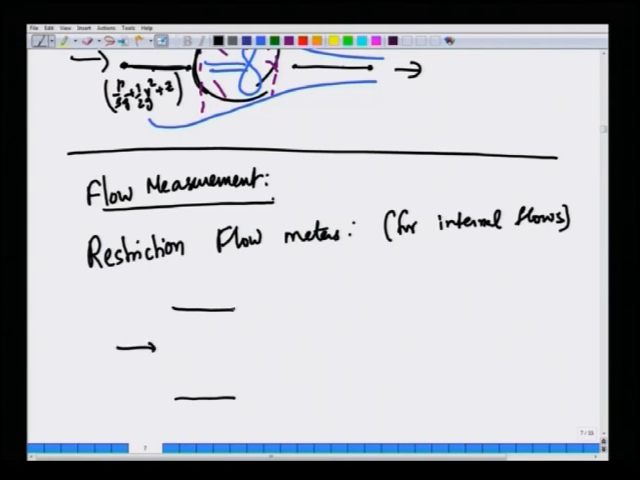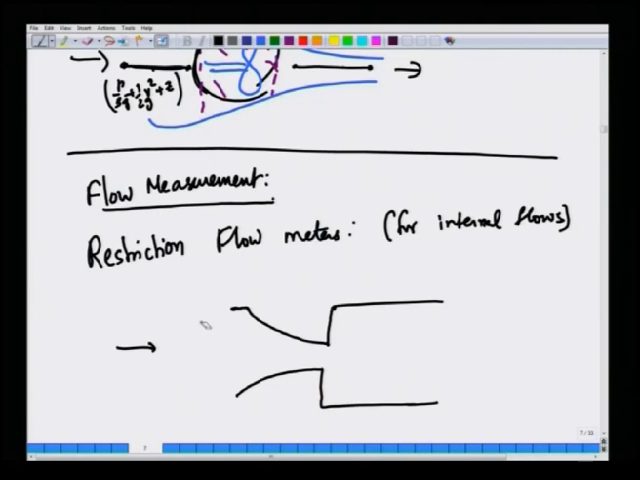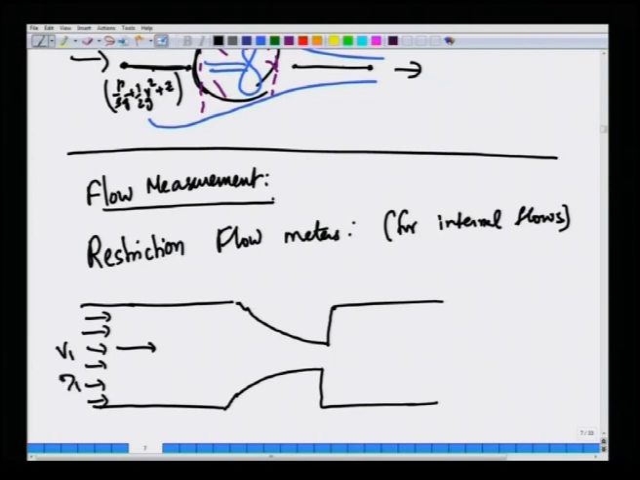This is the pipeline, okay, and the flow meter reduces the cross section of the flow and suddenly expands it, and of course the pipeline diameter is the same upstream and downstream. Okay. So this is the general schematic. Now far away the fluid is flowing with some average velocity V1, and the diameter of this tube is D1. Okay. Now we want to know what is the velocity, given that we know what is the diameter.